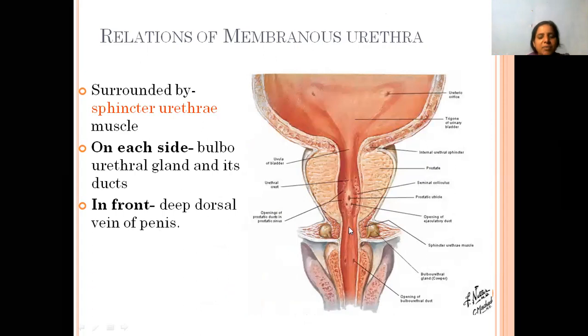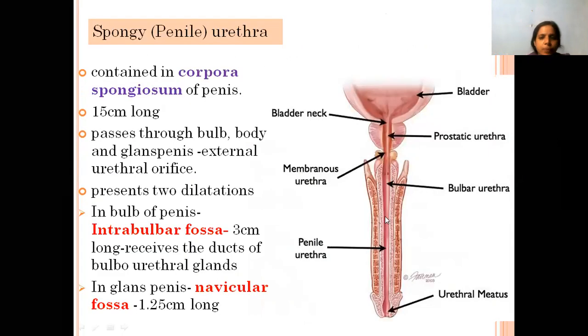On either side of the membranous urethra, we have this gland. You call it the bulbourethral gland. Okay, bulbourethral gland. In front we have the dorsal vein of the penis. This is all spongy urethra, also called the penile urethra in the penis.